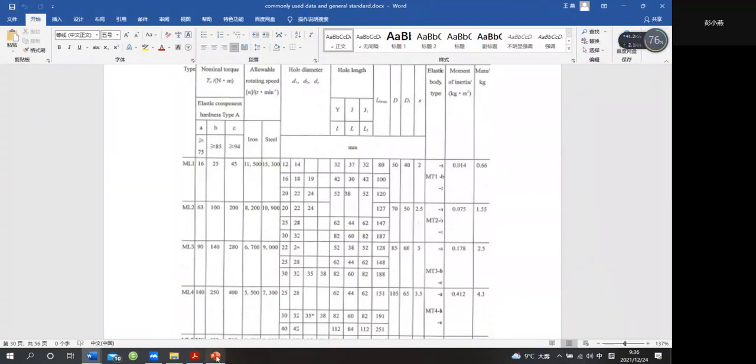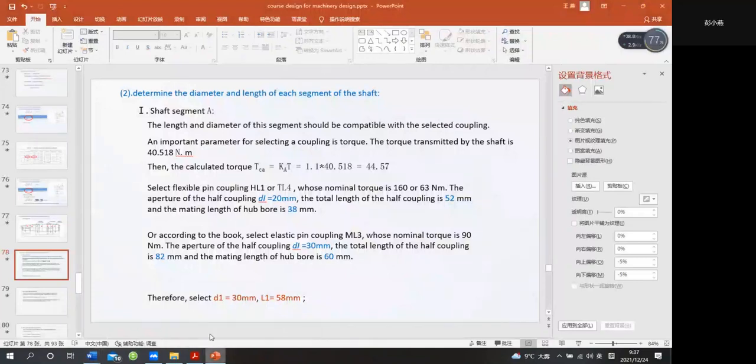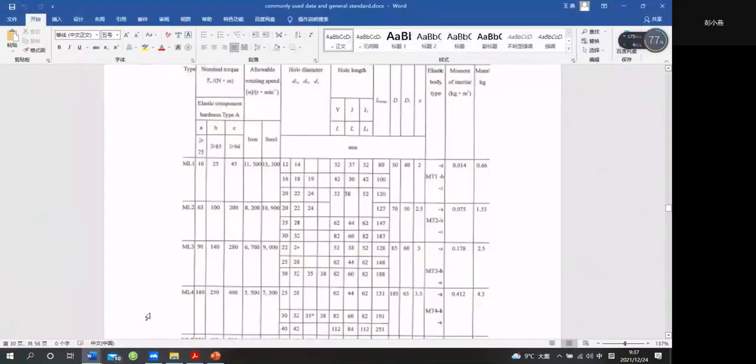Okay? Any problem? ML3 is a long distance. ML3, 90. Yeah, it's big, but we can choose the larger one. It's okay.